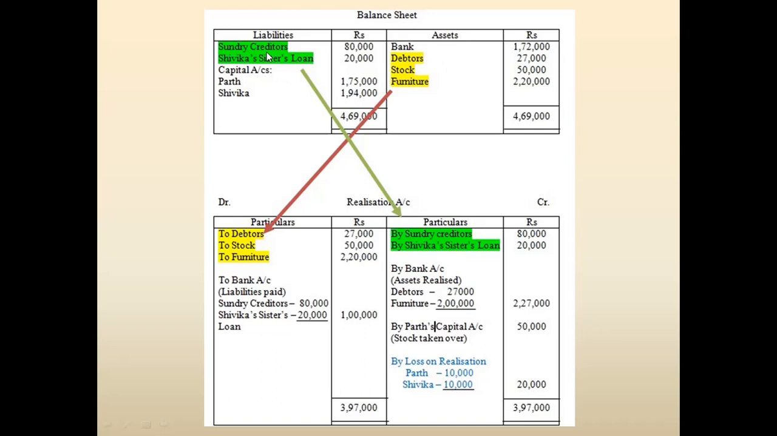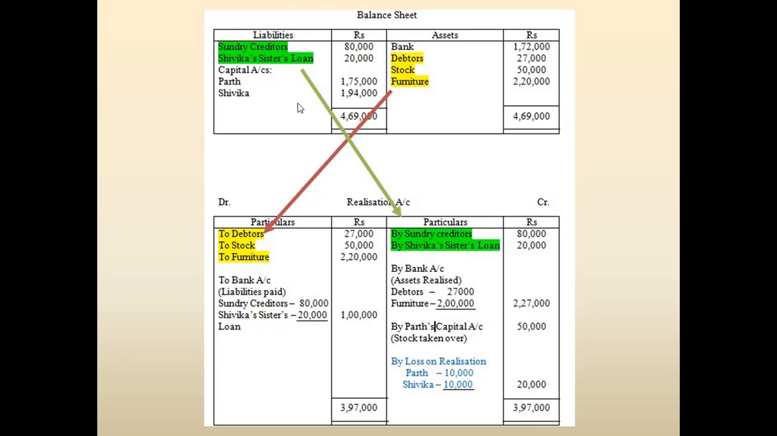Whatever the items from liabilities are there, they will come up towards the credit side, because liabilities have the credit nature, they are nominal accounts, and assets have the nature of debit, as they are real accounts. From the liabilities side, external liabilities will come up here, excluding internal liability. Internal liability is partner's loan.